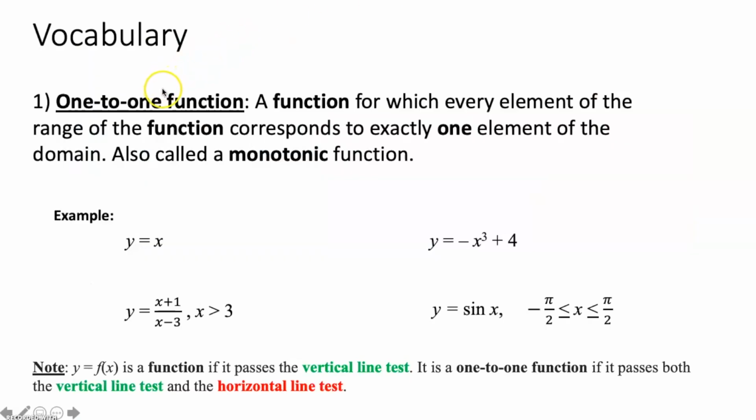First vocabulary term is a one-to-one function. That's a function for which every element of the range of the function corresponds to exactly one element of the domain. This is also called a monotonic function.